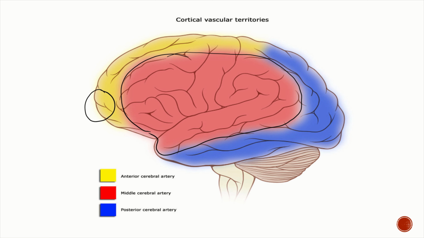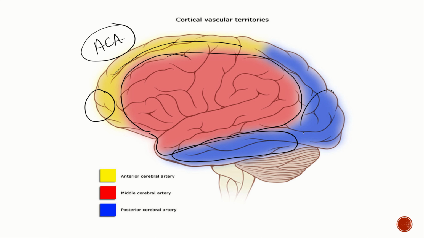The frontal pole and the superomedial margin of the frontal and parietal lobes are supplied by the anterior cerebral artery. And then the inferior part of the temporal lobe and the occipital cortex are supplied by your posterior cerebral artery. A point of note over here, we have the occipital pole.